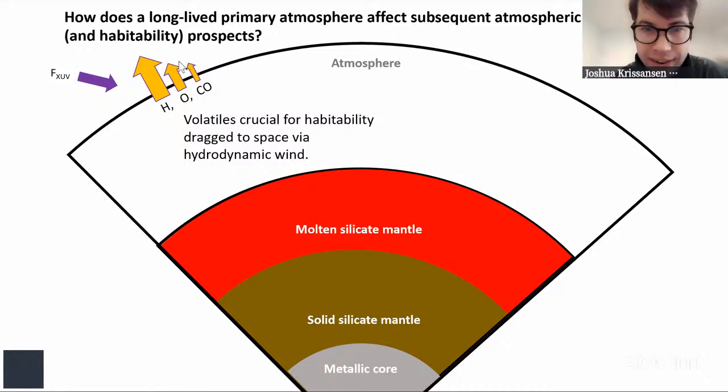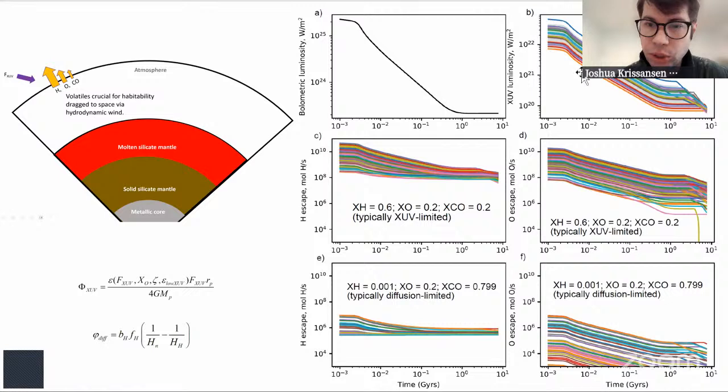And without getting too much into the details, we try and incorporate the evolving bolometric luminosity of the star, as well as its evolving XUV. So these are time plots here, the envelope of evolving XUV luminosity, given all the uncertainties in stellar evolution, and calculate how that drives either hydrodynamic escape or diffusion-limited escape. So that's the escape side of things.